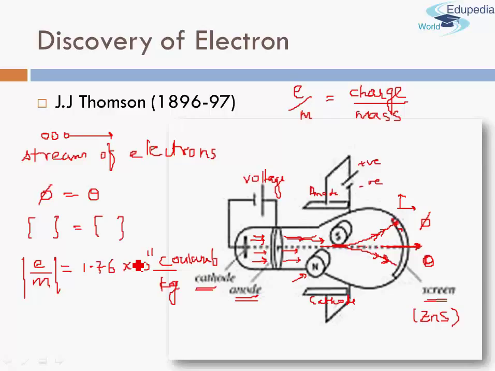Okay, so now we know that cathode rays are nothing but a stream of negatively charged particles called electrons, and we also know the value of their charge to mass ratio. So let's move on to the electron and some of the properties of the electron that we need to remember. First, what is an electron? Well, we already know it is a negatively charged particle.